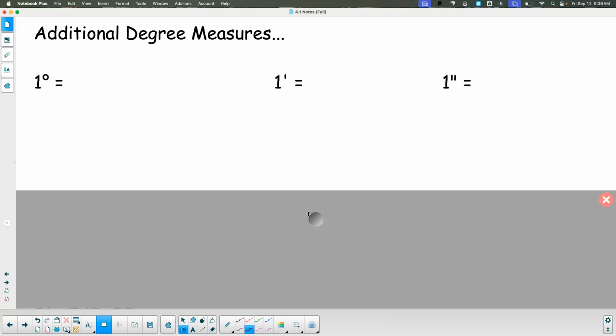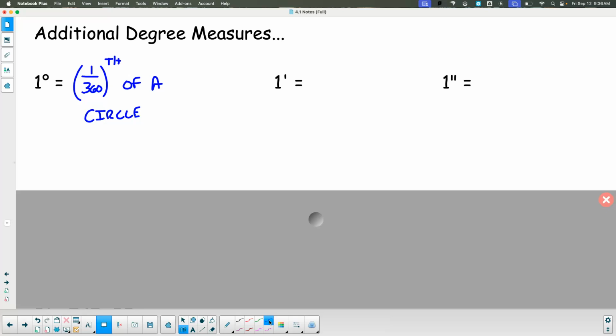So 1 degree is 1/360th of a circle. Okay? So remember, if I'm standing at one point, it takes me 360 degrees to get all the way back around to facing the same direction. Okay? 1 degree of that is 1/360th of that spin. With me?